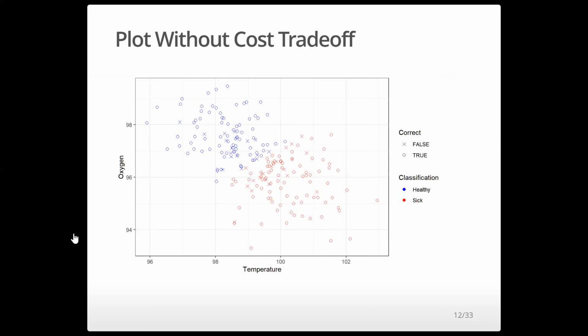And so here is the original plot. So this is without the cost function. So this is the plot that we saw last time, just for reference. And now we can see what happens when we've incorporated the cost function. So we see more of the points have been classified as sick, so there's more red, and there's quite a few more red X's, but there's very few blue X's now. So there's very few false negatives.